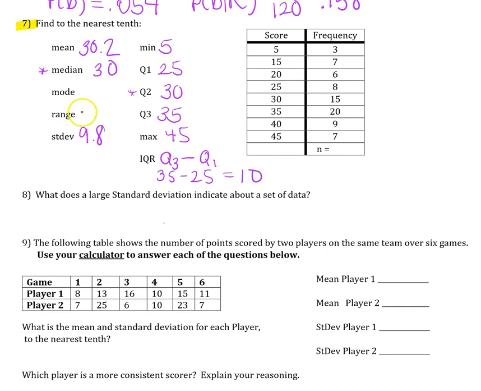Our range is max minus min. So that's 45 minus 5, which is 40. And lastly, our mode happens the most. Looks like 15 times, so that means 30 is our mode. Now, if you had a larger standard deviation, that would mean the data would be further spread from the mean. Standard deviation is your typical distance your data points lie on average from the mean.